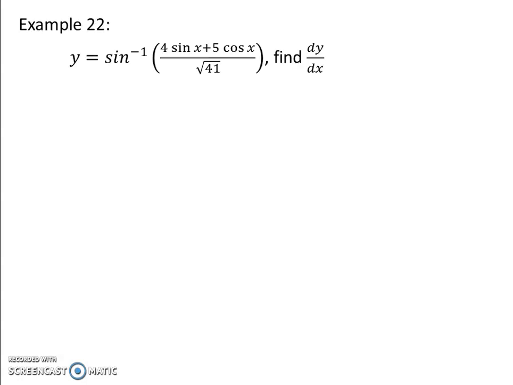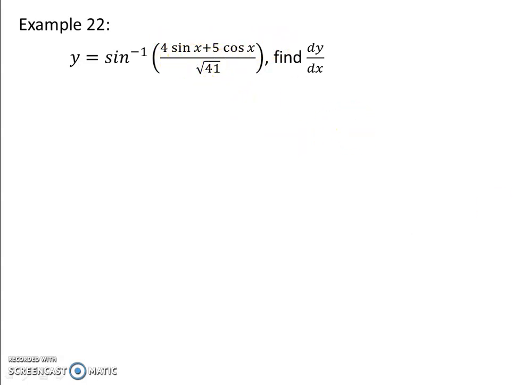Example 22. y equal to sin inverse of 4 sin x plus 5 cos x upon root 41. Now if you observe example 19, 20 and 21, they contain only one term of trigonometry in the bracket, whereas here we have two terms and they are also in the form of addition and some number is divided.